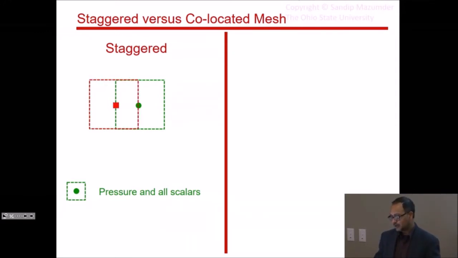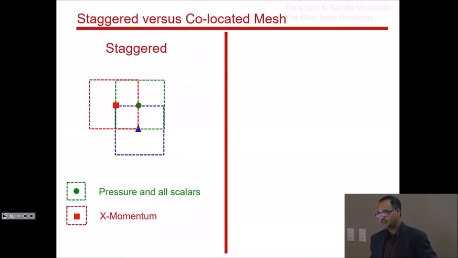Okay? Then we stagger that. We take that control volume, shift it to the left. Okay? And we have this red control volume with a solid square in the middle, which is the cell center of that control volume. That is the grid on which you're going to solve your x momentum equation. Okay, you take that same pressure grid, displace it to the bottom by half delta y, and now you get that blue control volume with a solid triangle in the middle, which represents its cell center. That's the grid on which we are going to solve our y momentum equation.